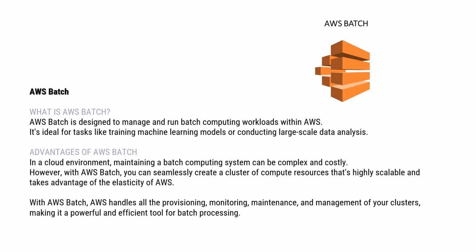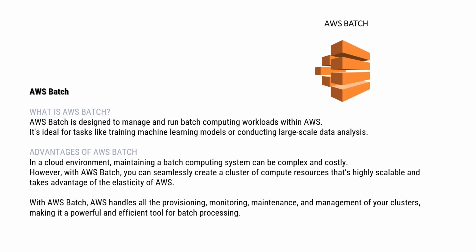So let's dive into a quick overview of AWS Batch. AWS Batch is designed to manage and run batch computing workloads within AWS. It's ideal for tasks like training machine learning models or conducting large-scale data analysis. In a cloud environment, maintaining a batch computing system can be complex and costly. However, with AWS Batch, you can seamlessly create a cluster of compute resources that's highly scalable and takes advantage of the elasticity of AWS.